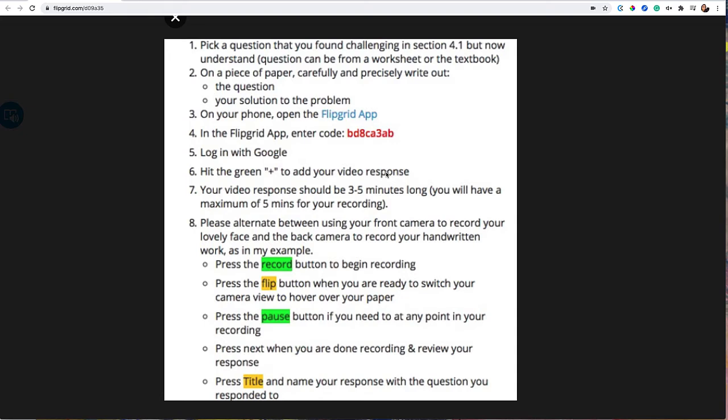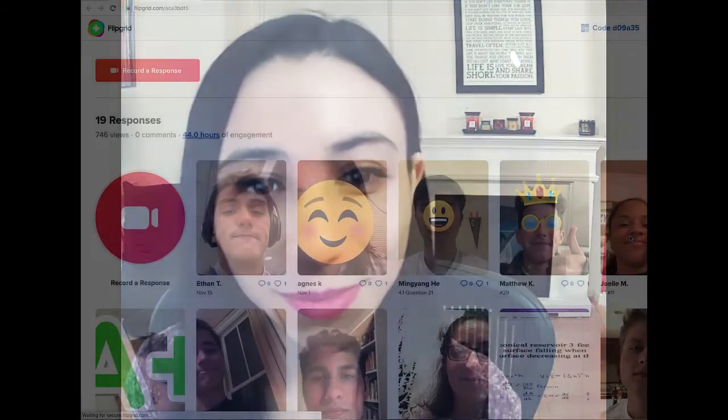I like for students to start with the camera on their face as they describe the goal of the problem and what they are tasked with solving. They then flip the camera to face their piece of paper. As students talk out their solutions, they point with a pen or their finger, so it's easy to follow their handwritten work. So let's go ahead and look at a sample response.